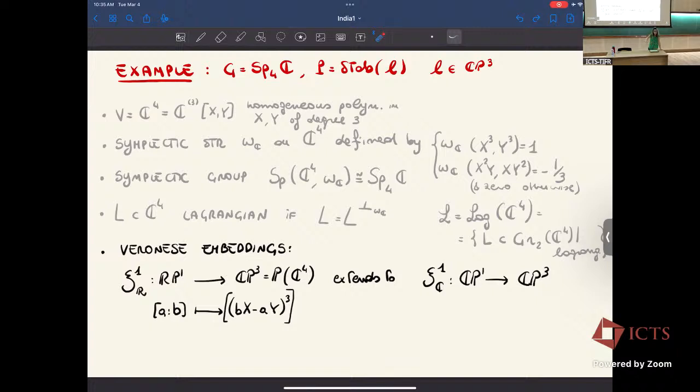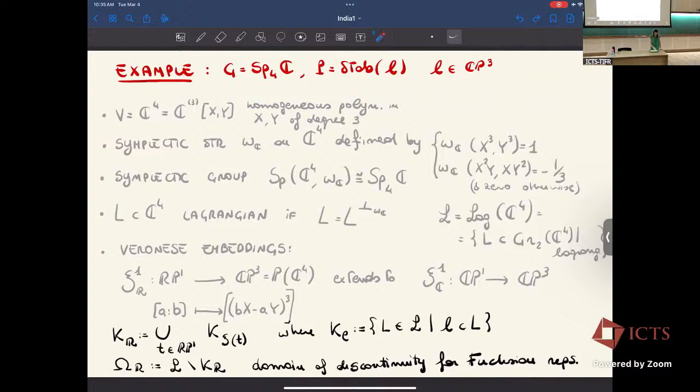For Fuchsian representation, this limit curve is really given by this Veronese embedding. And the way to do it is that you map a point in RP1 into the polynomial that has that point as a triple root. And in fact, by the way that we define it, it's clear that you can extend it to map from CP1 to CP3.